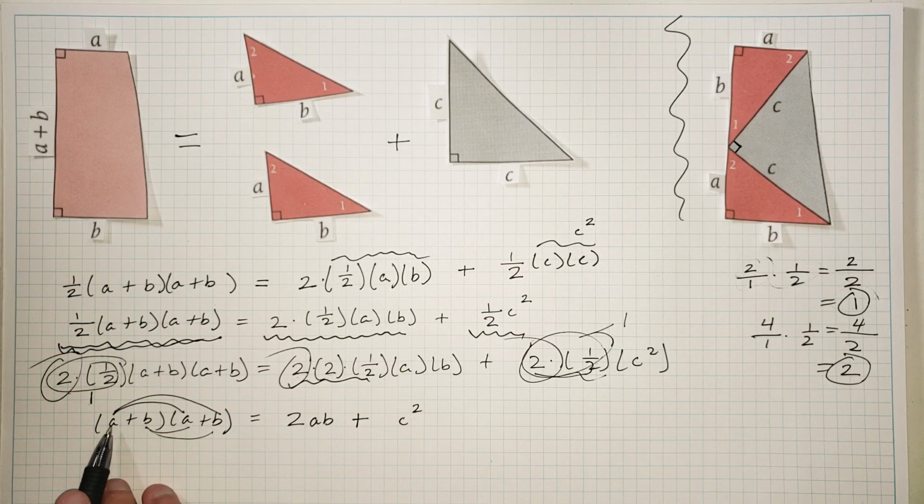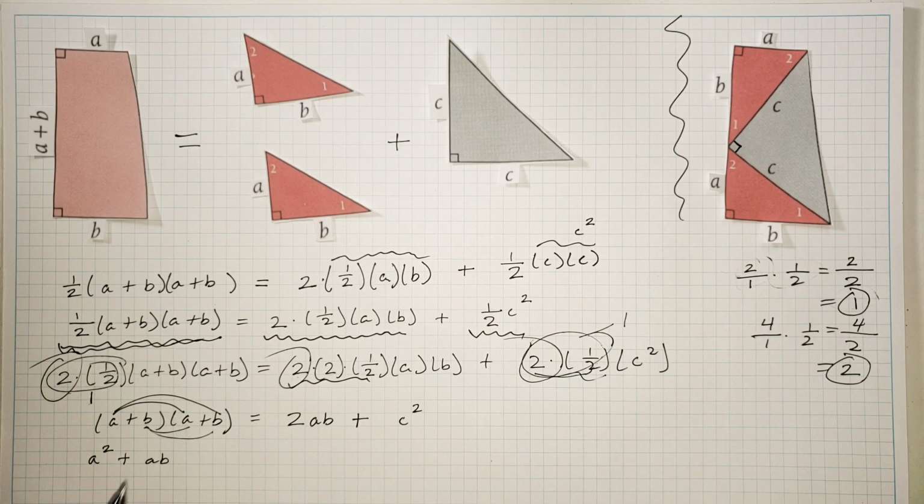So now we're going to do a times a, which is a squared, plus a times b, which is ab, plus, now okay, a's turn is over. We already multiplied a with this one and with this one, right? A times a is a squared, a times b is ab. He's done. Now it's b's turn.